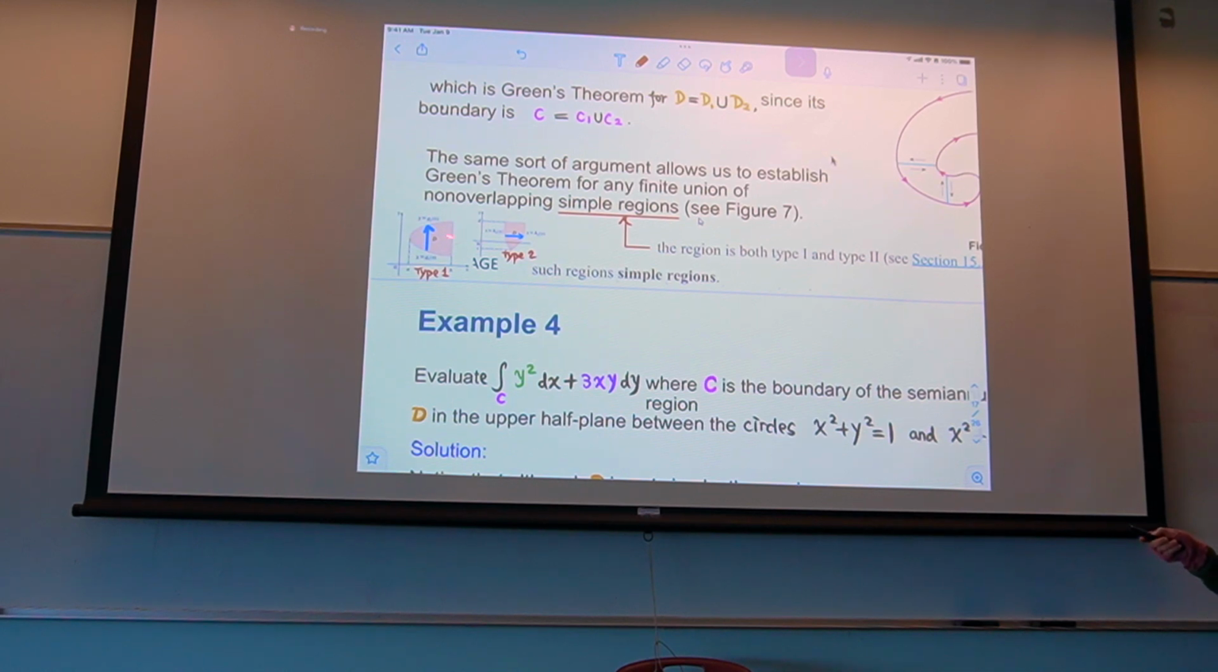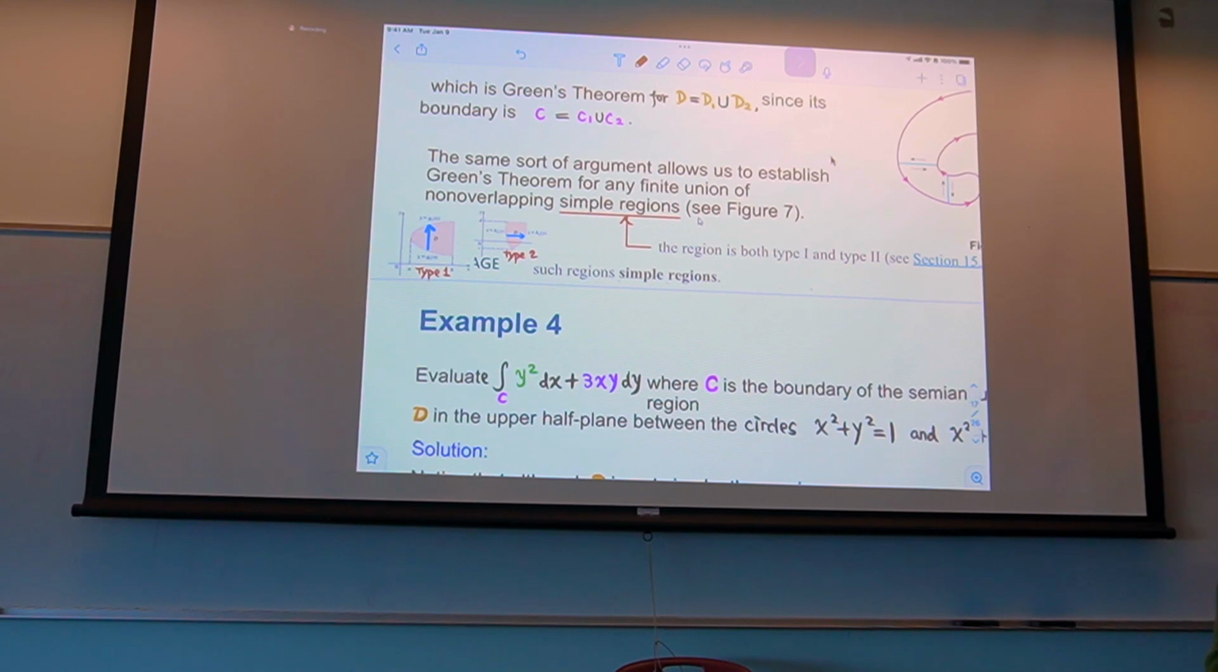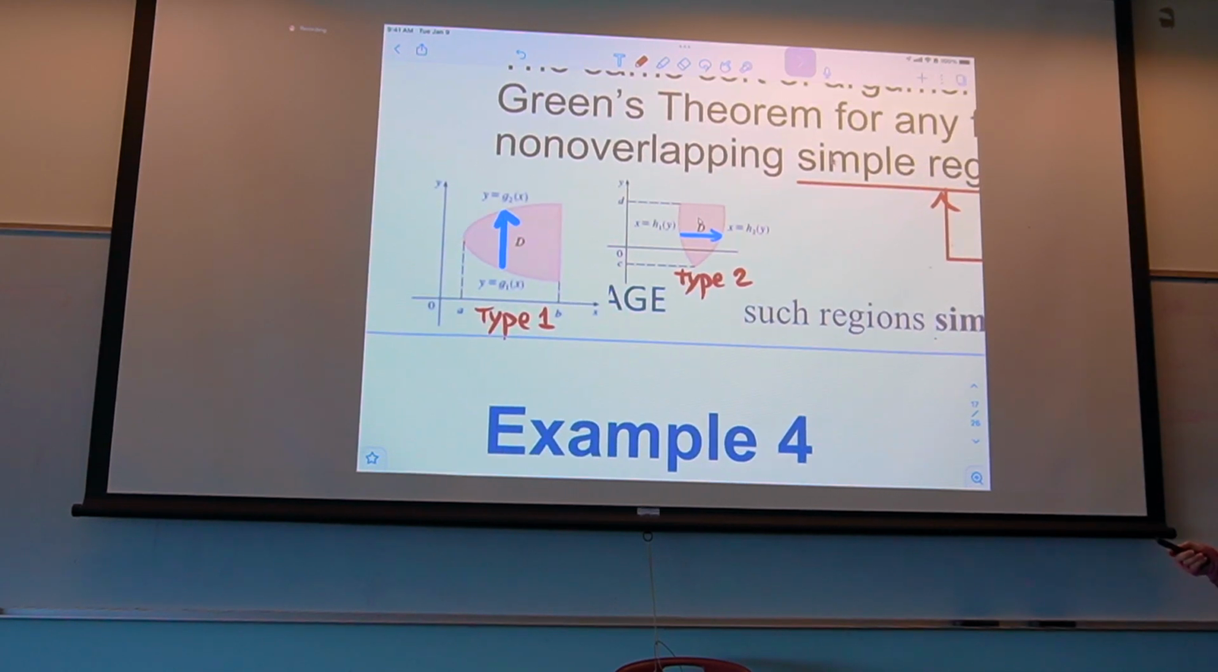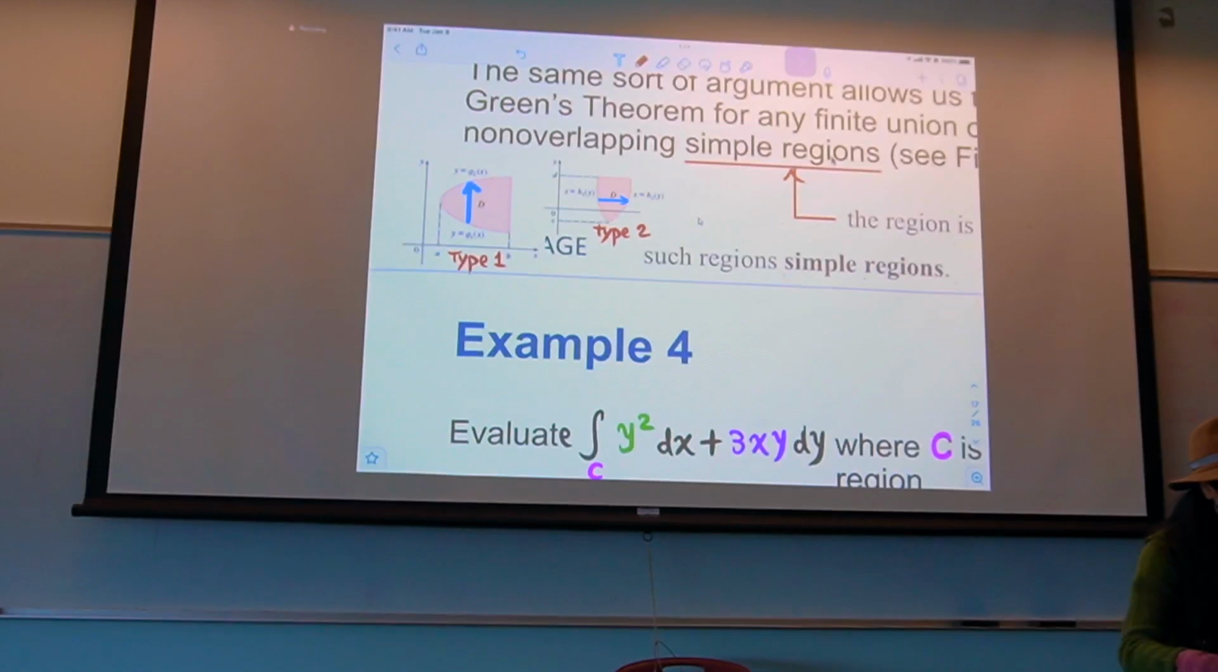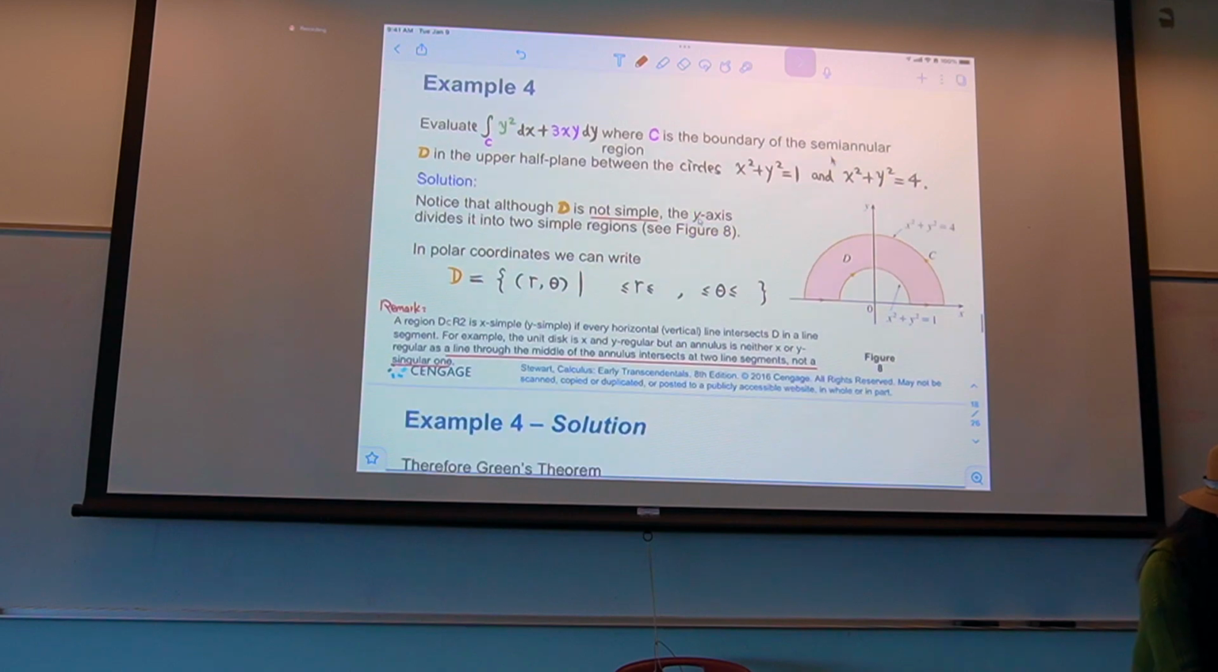Do you remember type 1 and type 2? When we do a region on the xy plane, this is type 1, right? If you draw a vertical line, it goes from one end to the other end. And this is a type 2 region, right? If you draw a horizontal line, it goes in one line segment, one nice segment there. So if it's both type 1 and type 2, that is a simple region. Now some of you might ask, is there a better way to see this? I also looked this up.